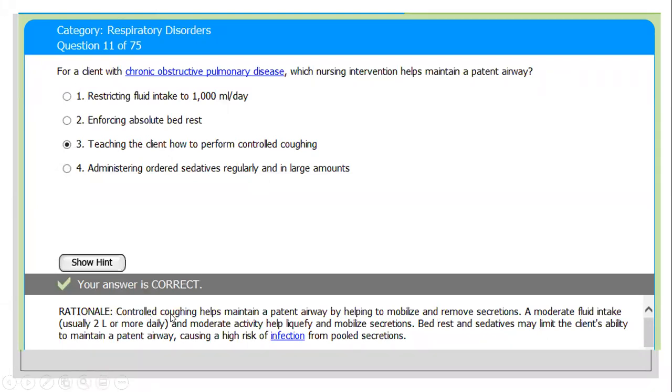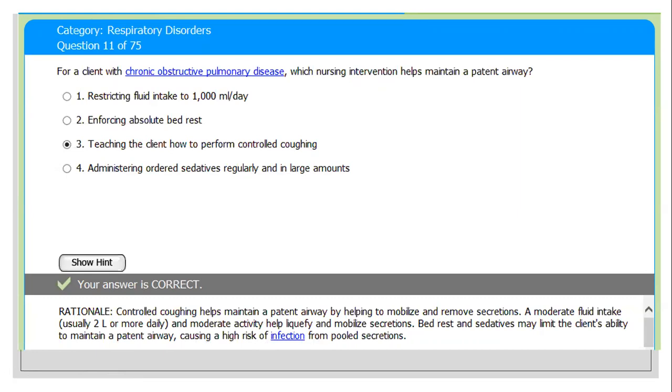Rationale: controlled coughing helps maintain a patent airway by helping to mobilize and remove the secretions. A moderate food intake and moderate activity help liquefy and mobilize secretions. Bed rest and sedation may limit the client's ability to maintain a patent airway and cause a high risk of infection from prolonged secretions.